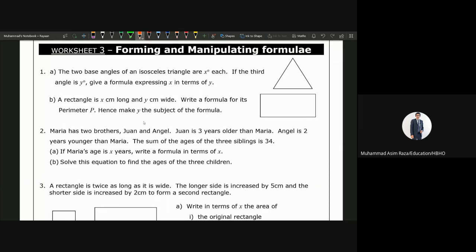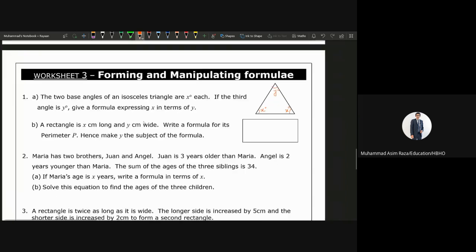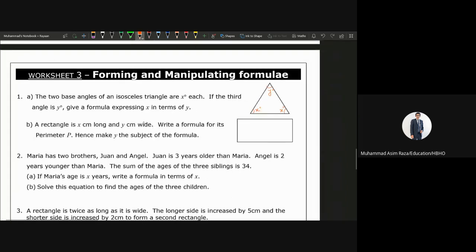Okay, so he says in question number one that the two base angles of an isosceles triangle are x degrees each. So it is x degrees, and this is x degrees as well. If the third angle is y degrees, then he says express x in terms of y. But how can we do that? Do you have any idea in your mind how can we relate x and y in any equation? Is there any equation which relates them together?